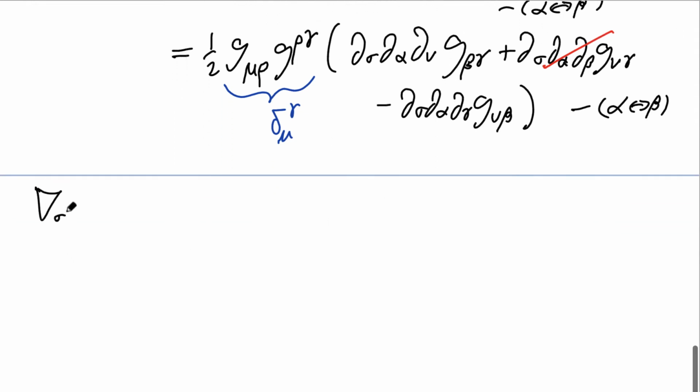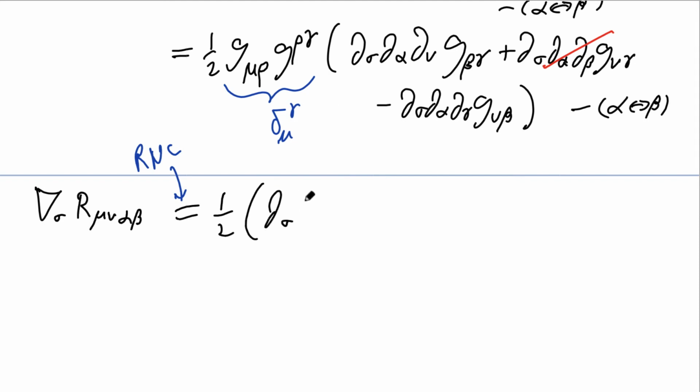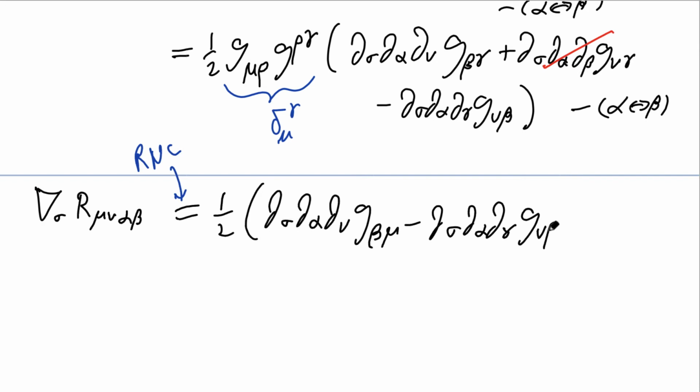and let me remind you, what we're computing is the covariant derivative of R_μναβ, and we're doing this calculation in Riemann normal coordinates. So this is 1/2 of ∂_σ ∂_α ∂_ν g_βμ, and then this term is ∂_σ ∂_α ∂_γ g_νβ, and I need to change that gamma to a mu. And then we have the terms that come from swapping alpha and beta.